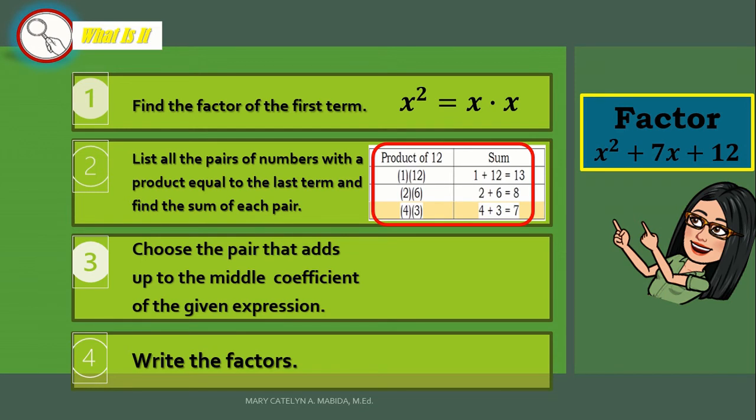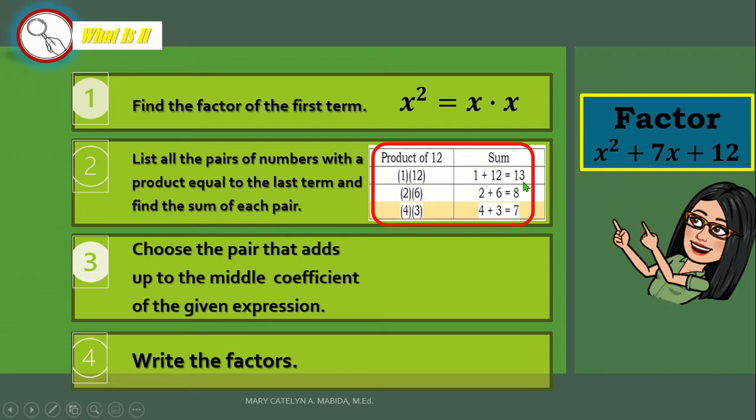Step 2. List all the pairs of numbers with a product equal to the last term. So, we have the product of 12, 1 times 12, 2 times 6, and 4 times 3. And then, find the sum of each pair. Now, let's find their sums.